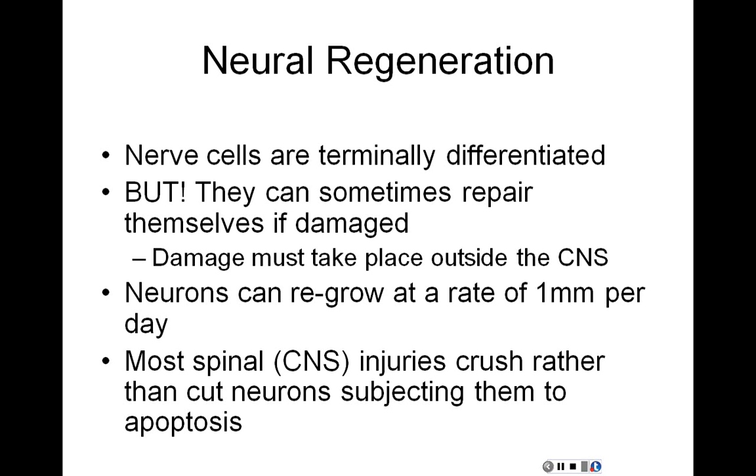One of the big problems with central nervous system injuries is that a lot of times they crush the brain and spinal cord rather than cut it, and what that does is causes cells to undergo something called apoptosis, which is cell suicide. When cells sense they have been damaged, in order to prevent more damage from occurring, frequently cells will kill themselves, which is what apoptosis is.